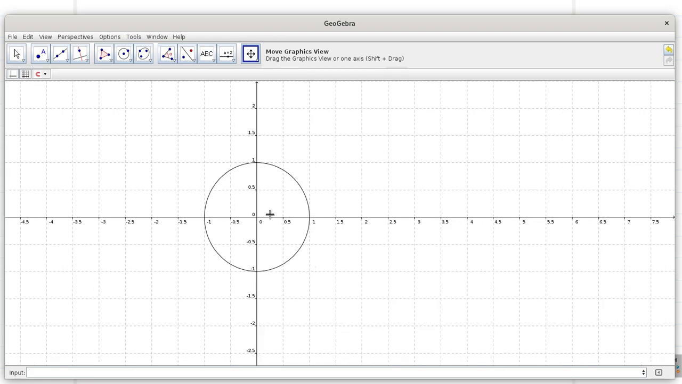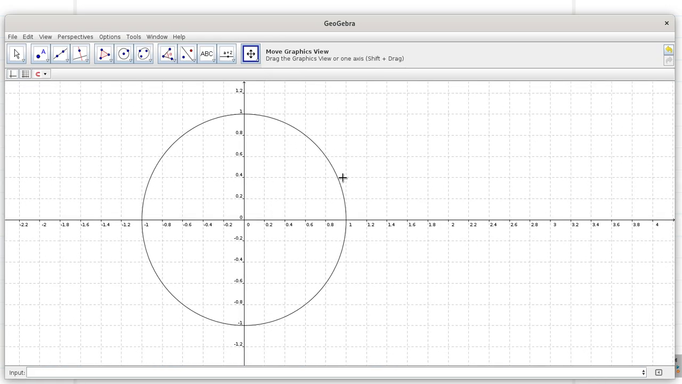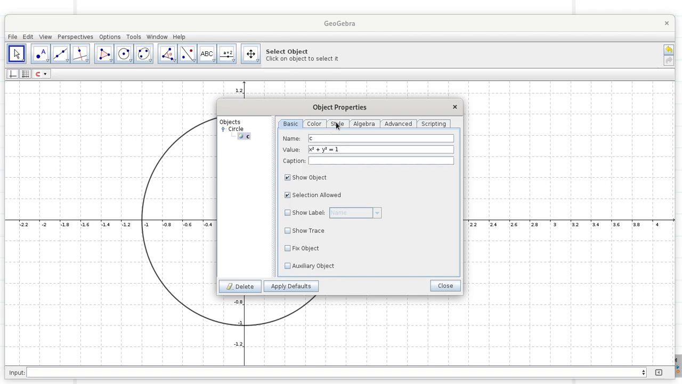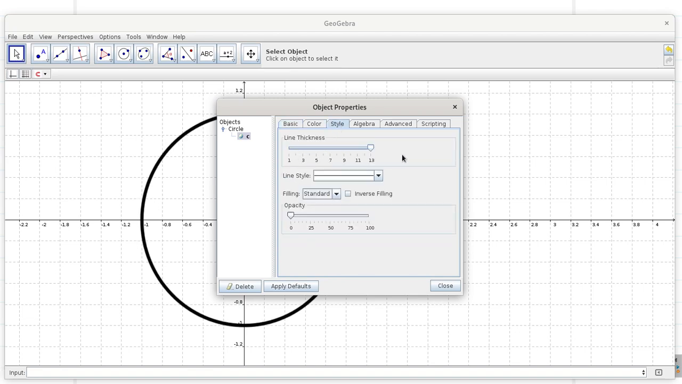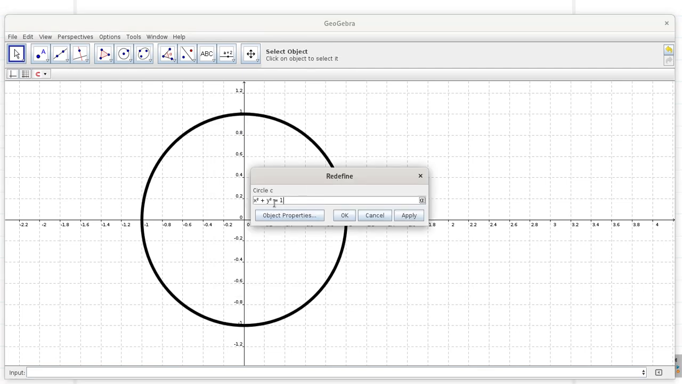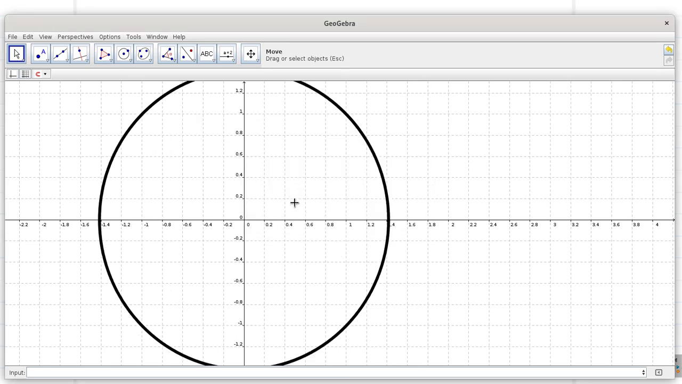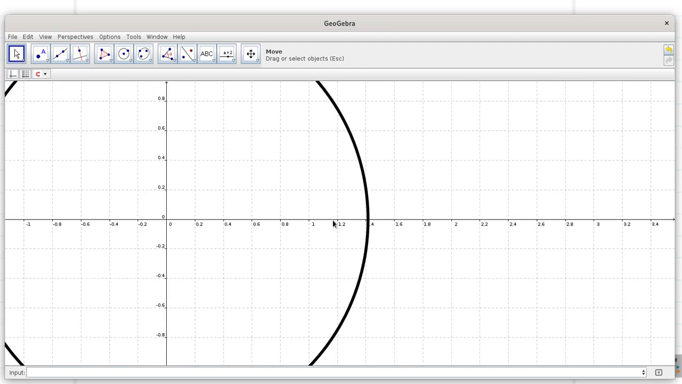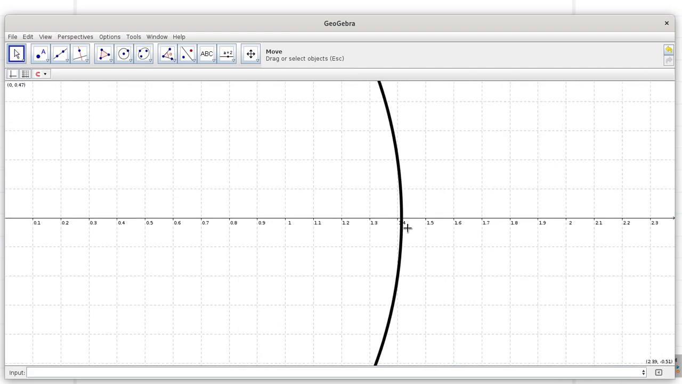So let's see. Suppose I adjust. By the way, let me make this circle thicker. You can easily see it. So I make a little adjustment here, and instead of 1, I write 2. Now let's zoom in and see where this goes. You see, it's 1, 1.1, 1.2, 1.4 something, right?